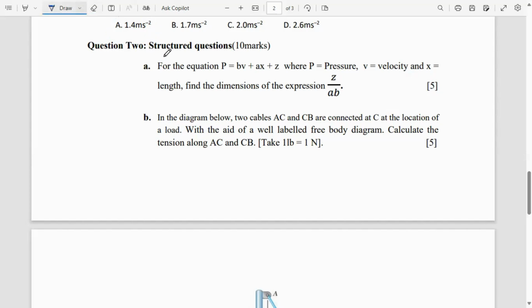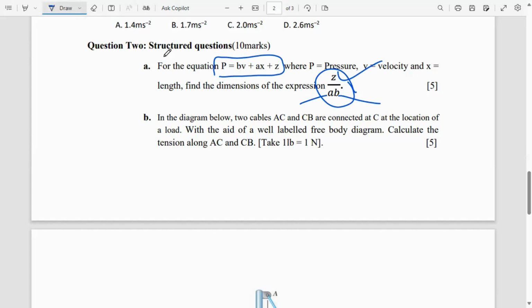So this is what we're going to do. They've given us an equation to say P is equal to BV plus AX plus Z. In order for us to find the dimensions of this equation, we're supposed to find the individual dimensions of Z, A, and B. Then we'll deal with those to find the overall dimensions of this equation that they've given us. So how are we going to find those?